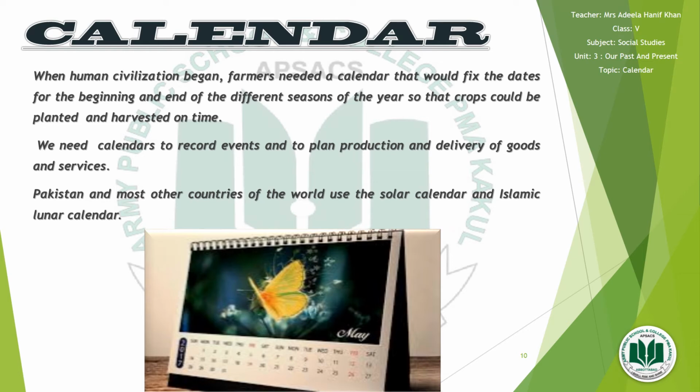Students, the difference between the solar calendar and the lunar calendar is that the solar calendar is based on the orbit of the earth around the sun, and the lunar calendar is based on the movement of the moon around the earth. Students, the Islamic lunar calendar is also used in Pakistan and other Muslim countries to confirm the days for religious celebrations and observances, for example, Ramadan and Eids.